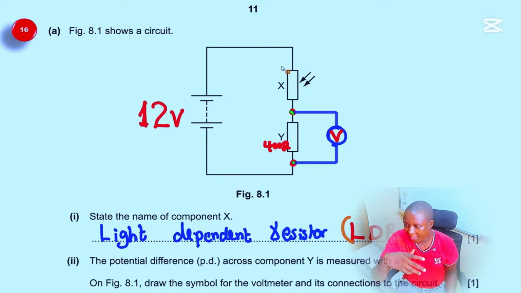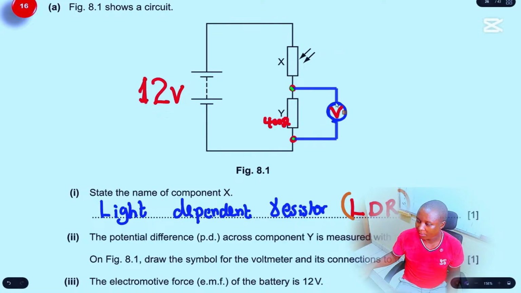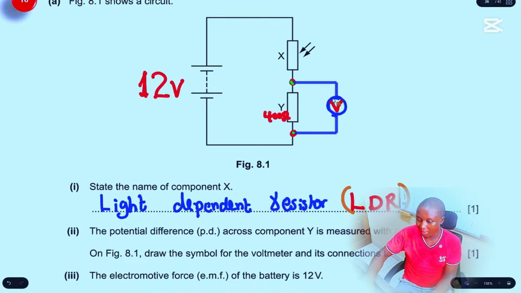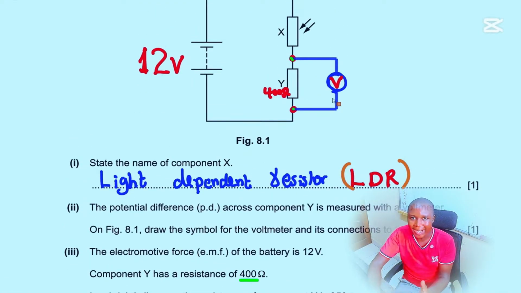We are having here a potential divider. In this case, we're using two resistors: X, which is a light dependent resistor, and another fixed resistor Y, and we are supposed to connect a voltmeter to show how we can take a reading of voltage across this resistor. So something that you need to remember is that voltmeters are usually connected in parallel to any component because they are high resistance devices.